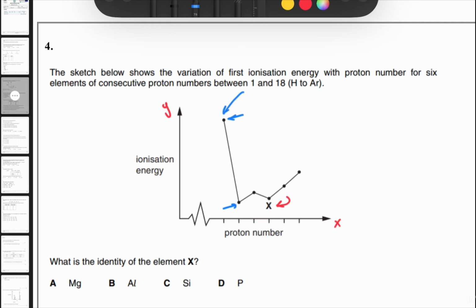This element is in group number 8 or 0, and after that we start a new period, and once we start a new period in the periodic table, we start with group number 1. And if you just look at this, I just want to simplify it. Here you have an element in group number 8. This one here represents this element.